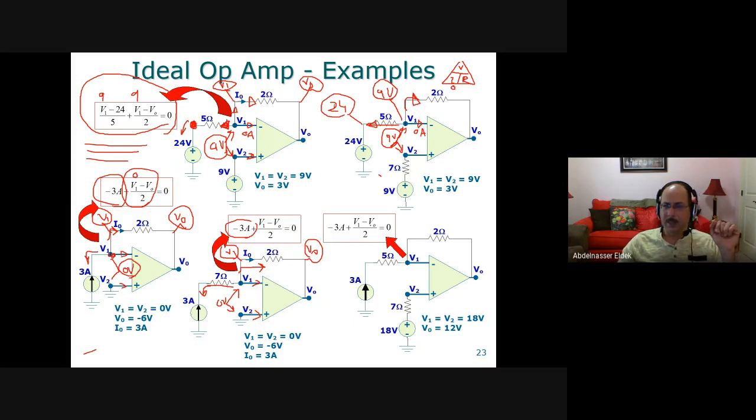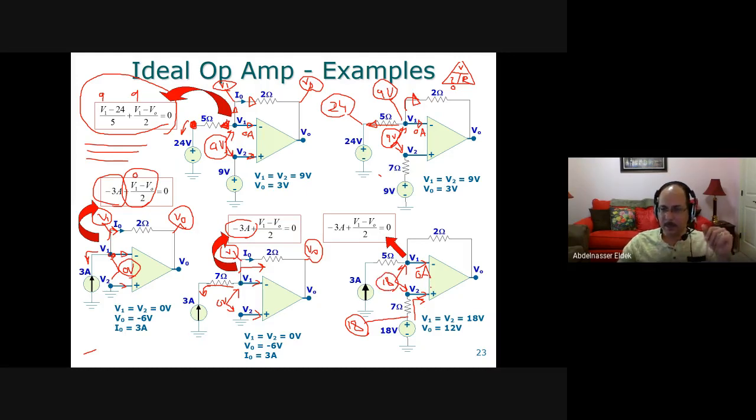Let us look at the last example. The last example, you have this circuit here. So let's see, we'll apply the same steps again. Blindly, you apply the same steps. This is 0. This one is 0. 0 ampere. And this voltage and this voltage are the same. Okay. This current equals 0. So this 7 ohm is as if it doesn't exist. So if this one is 18 volt because of the source, V2 also is 18. Then V1 and V2 equal 18. Both of them equal 18 volt.